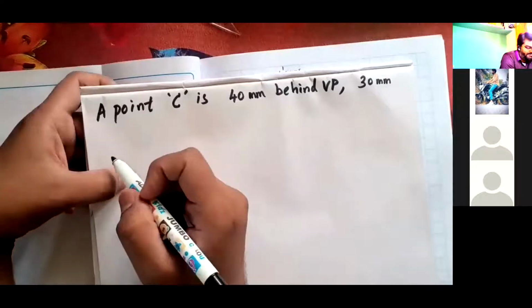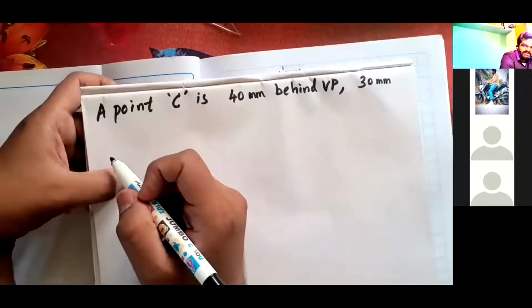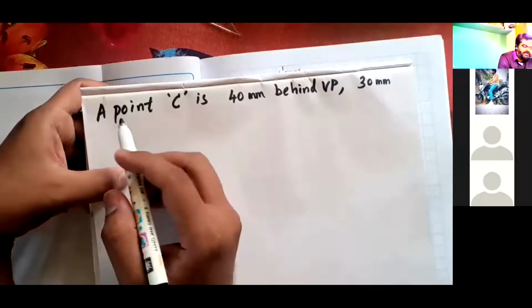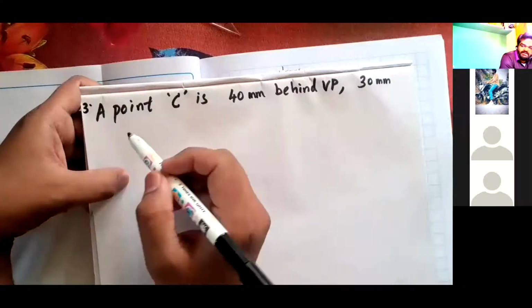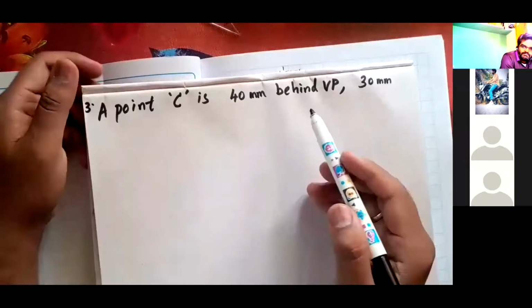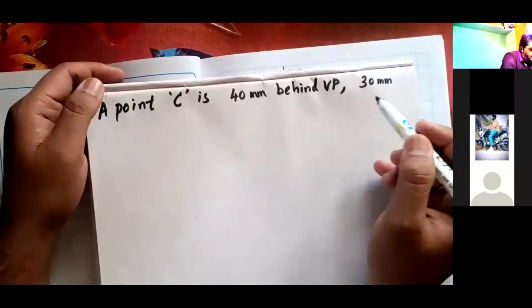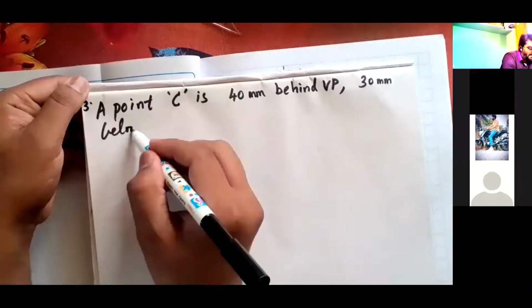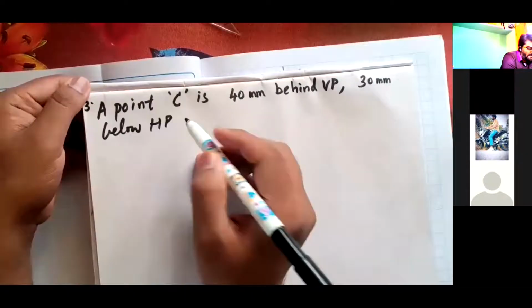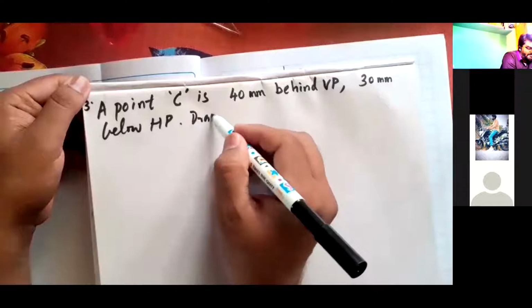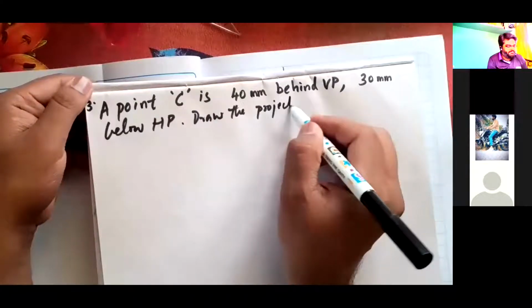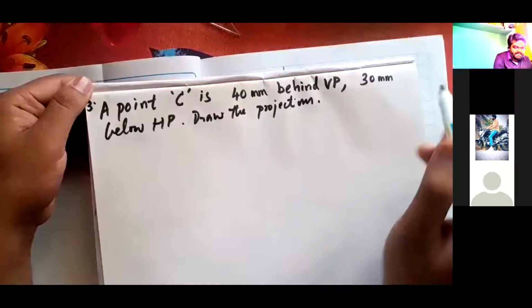continue the problem? And for third quadrant, the point C is 40 mm behind VP and 30 mm below HP. Below HP, draw the projections. And state the quadrant in which the point lies. It can be called like this. I'll draw a 3D figure.